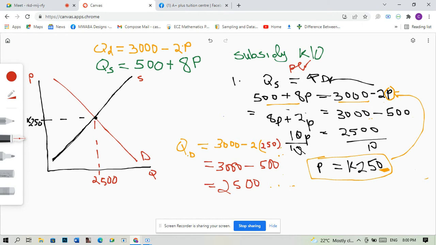All right. Now, government has enforced a 10 kwacha per unit subsidy. So now we're going to see how it's going to affect our supply curve, because remember, taxes and subsidies make the supply curve shift. So if taxes make the supply curve shift upwards to the left, a subsidy is going to make the supply curve shift to the right. Tax makes it shift to the left, subsidy makes it shift to the right. So we've got a 10 kwacha subsidy that has been placed. Let me just make some space.